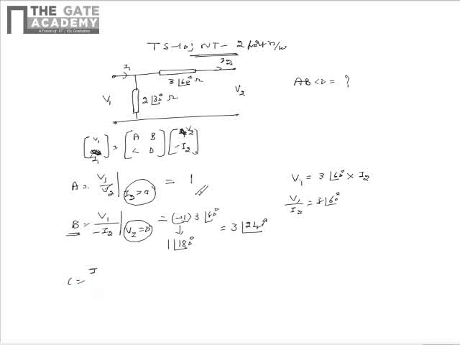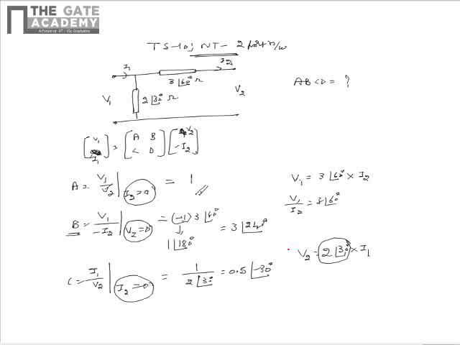And finally, C can be written as I1 by V2 when I2 is equal to 0. That is, when the output terminals are open, C can be written as I1 by V2. So when the output terminals are open, we can say that V2 is equal to 2 at a phase of 30 degrees multiplied by I1. This is due to the reason that whole of the current I1 flows through this impedance. Hence, from this we can say that C is equal to 1 by 2 at a phase of 30 degrees, and upon simplification this is 0.5 at a phase of minus 30 degrees.